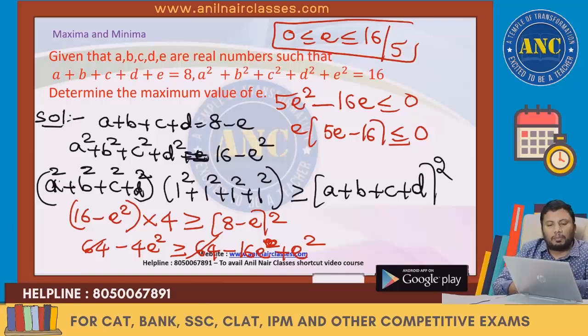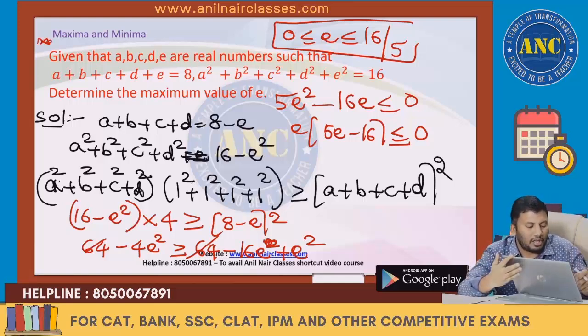A plus B plus C plus D is 8 minus E. A square plus B square plus C square plus D square is 16 minus E square. Now I used that inequality. A square plus B square plus C square plus D square, coefficient is 1: 1 square plus 1 square plus 1 square plus 1 square is greater than or equivalent to (A plus B plus C plus D) whole square. 16 minus E square into 4 is greater than or equivalent to (8 minus E) whole square. 64 minus 4E square is greater than or equivalent to 64 minus 16E plus E square. I hope this idea is also clear. Next one.